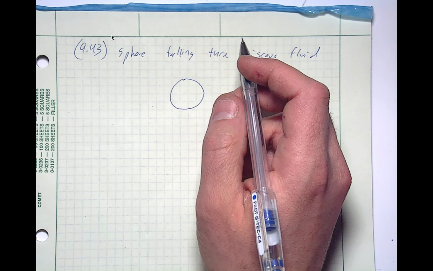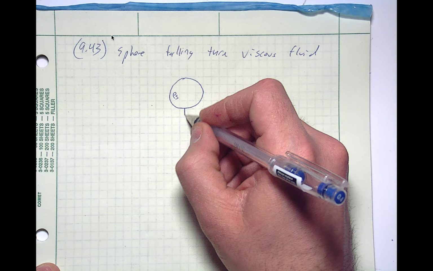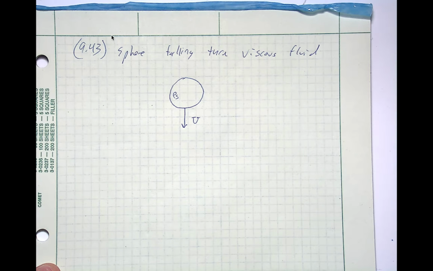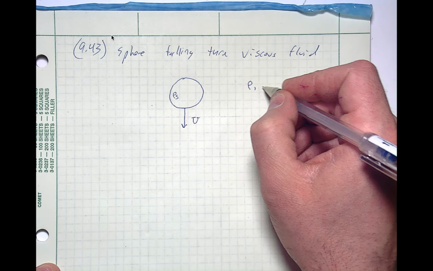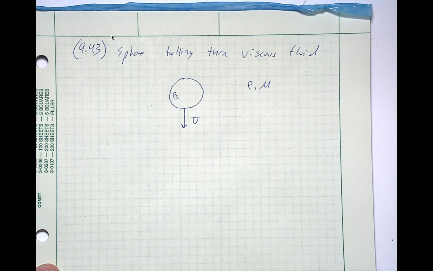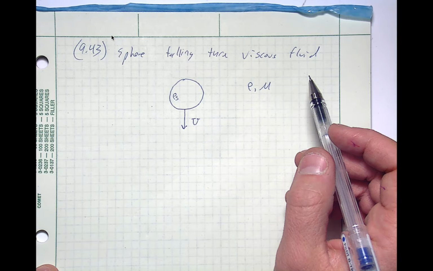Okay, so let's just say if we know the density of a sphere, we can go to the lab and measure its terminal velocity. We know the density of the liquid it's falling through, and we don't know the viscosity of that liquid, but we know that it's a highly viscous fluid.